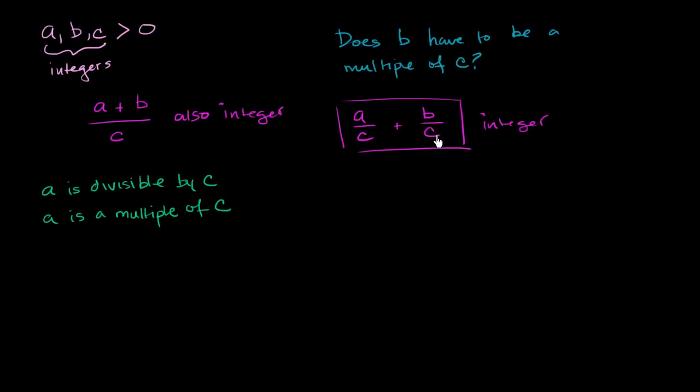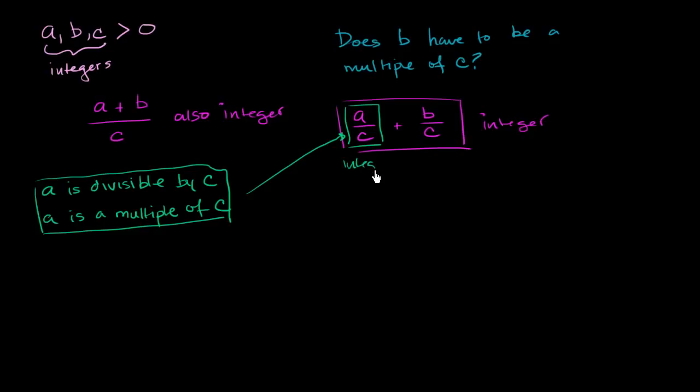Now, what do we know about these parts? Well, a over c, this is a divided by c. We know that a is divisible by c. We know that a is a multiple of c. So a divided by c is going to be an integer. So let me write that. This information tells us that a divided by c is going to be an integer.